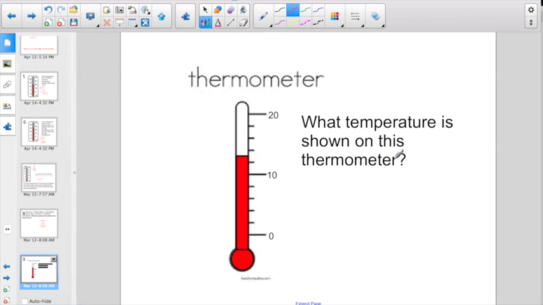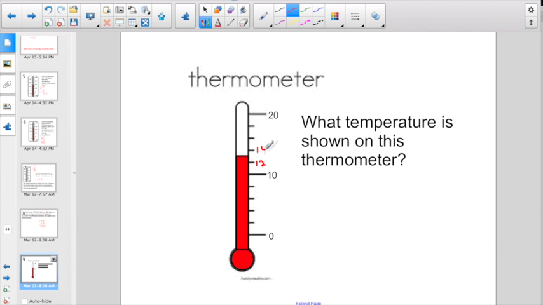Let's try one like this. What temperature is shown on this thermometer? Well, let's take a look. Here we have 10 degrees, here we have 20. 10-degree difference, and it's cut into 1, 2, 3, 4, 5 equal pieces. 10 degrees cut into 5 equal pieces, each one would be worth 2, right? So here would be 12 degrees.